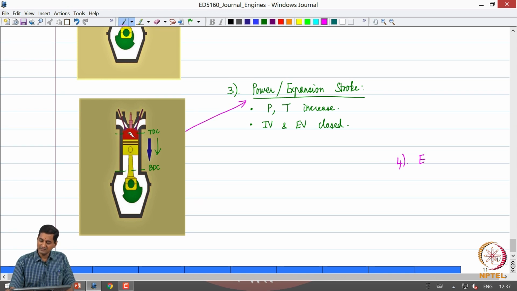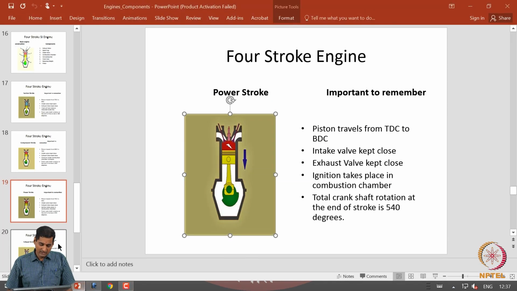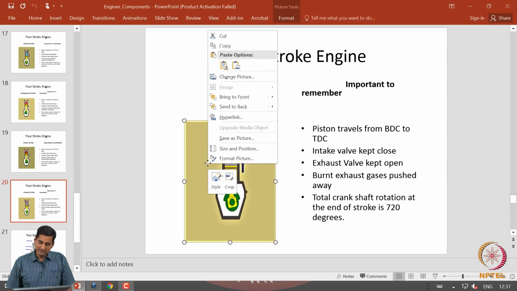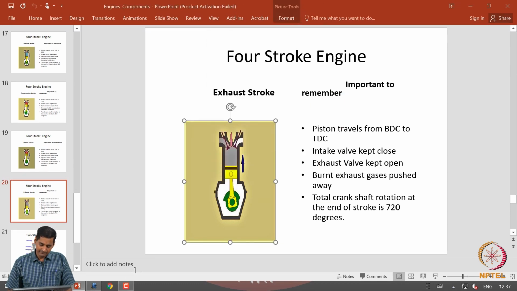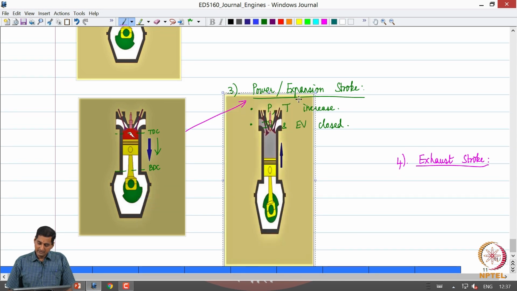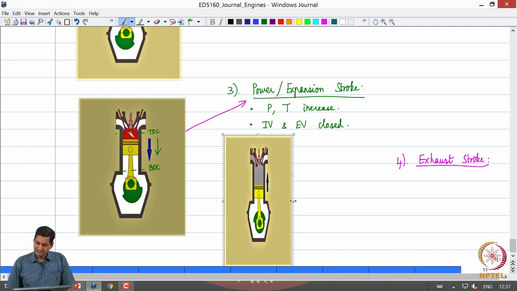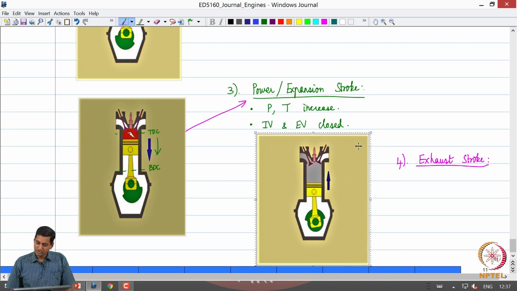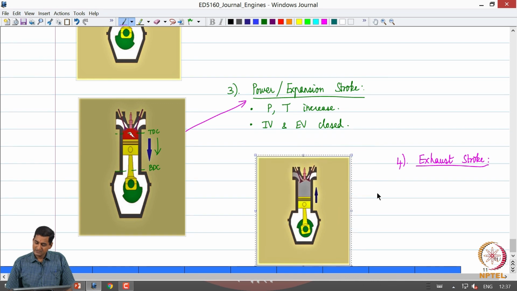So, the last one is the exhaust stroke. When the piston reaches close to the bottom dead center towards the end of the power stroke, the exhaust valve will be open and the gases which are the products of combustion are now going to be pushed out. So, that is what will happen during the exhaust stroke.